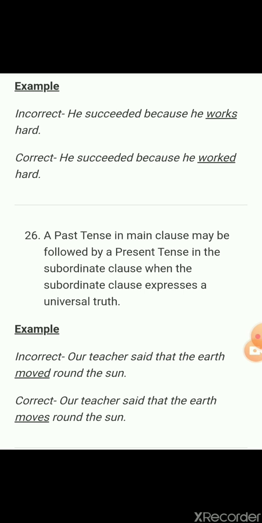According to the narration rules, when the reporting verb is in past tense, the reported speech needs to be changed. But here it's different, because inside we are writing something fact-based, that is a universal truth. We can't change the universal truth. So the correct answer: the teacher said that the earth moves around the sun.